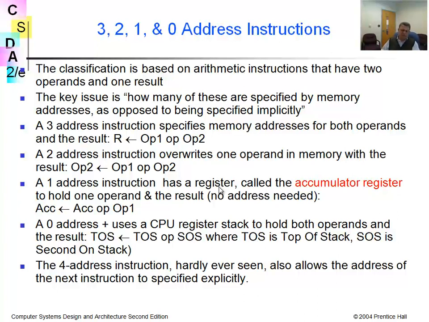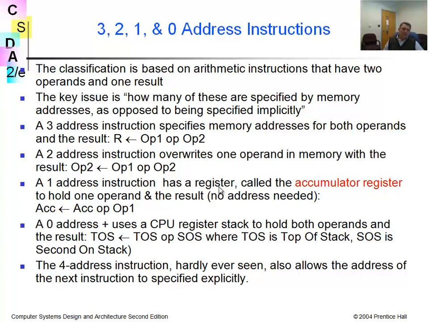Then we have a zero address machine. I'm going to show all of these by example so you will clearly understand. A zero address machine uses a CPU register stack to hold both the operands and the results, which means it takes the first operand and pushes it into the stack, then pushes the next operand into the stack, and then adds up the two top layers of the stack and stores the result on the very top.